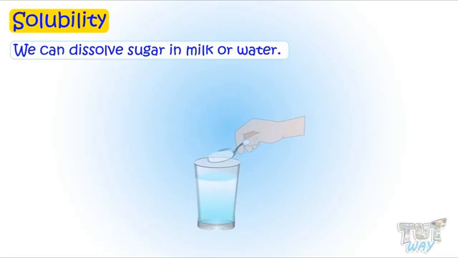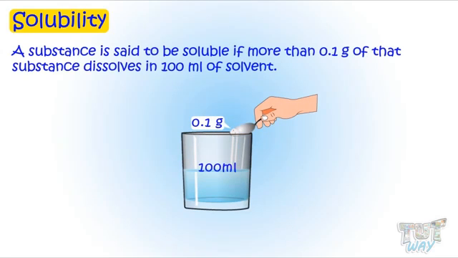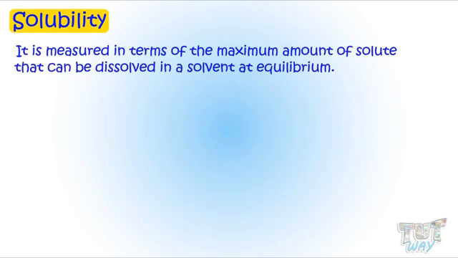We can dissolve sugar in water or milk. So here, sugar is solute and water or milk is solvent. Now, let's learn more about solubility. Solubility is a quantitative term. A substance is said to be soluble if more than 0.1 gram of that substance dissolves in 100 ml of solvent. Solubility is measured in terms of the maximum amount of solute that can be dissolved in a solvent at equilibrium.